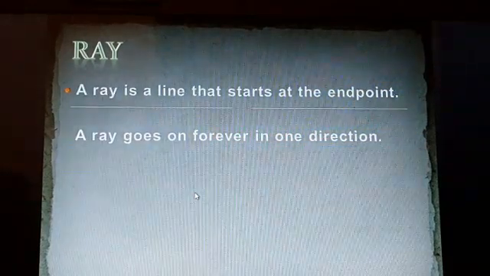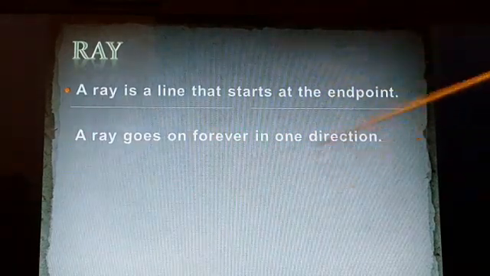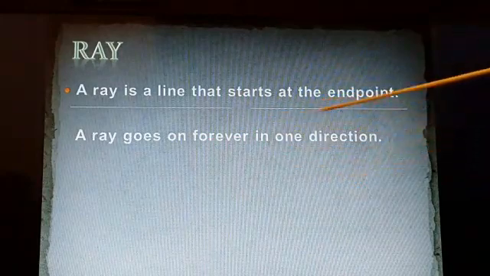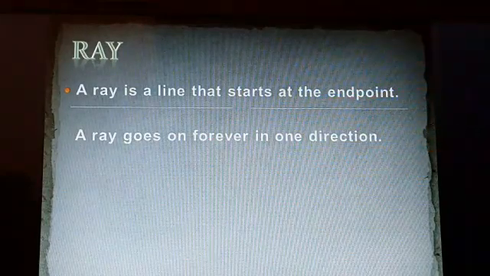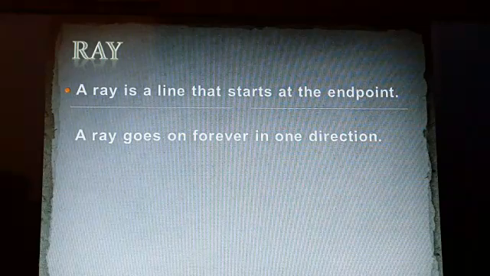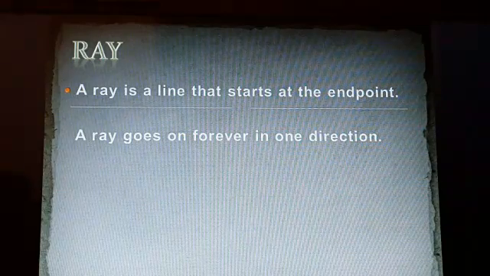Now, what is a ray? A ray is a line that starts at the end point and goes forever in one direction. When we talk about a ray, you have to keep two things in mind: end point and one direction.